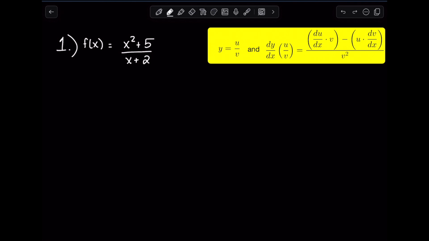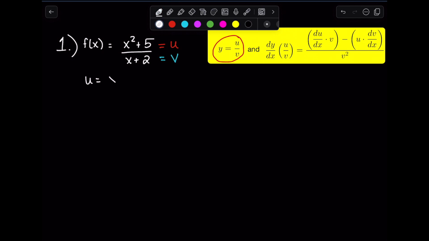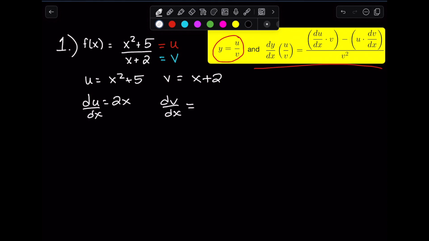All you have to know to define u and v is to view this formula where u is the numerator and v is the denominator, always. So we can define u as x squared plus 5 and v is x plus 2. Once we have that, we just derive both u and v and then plug and chug into this formula here. So du dx equals 2x and dv dx equals 1.